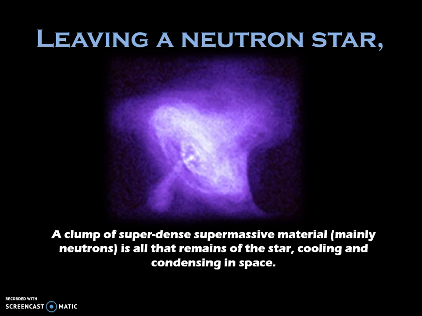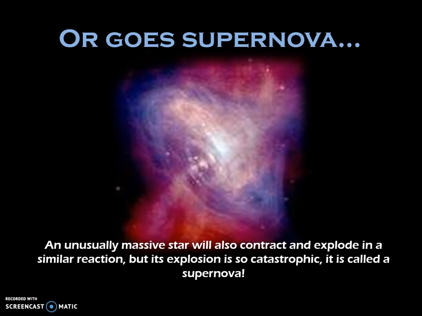Once the nova has blown everything in the region to kingdom come, a super dense, supermassive material, denser than any matter that we have ever encountered, why? Because it's mainly neutrons, is all that remains of the star's core, cooling and condensing into space. A particularly enormous star will have a super big explosion, and we'll call this a supernova.